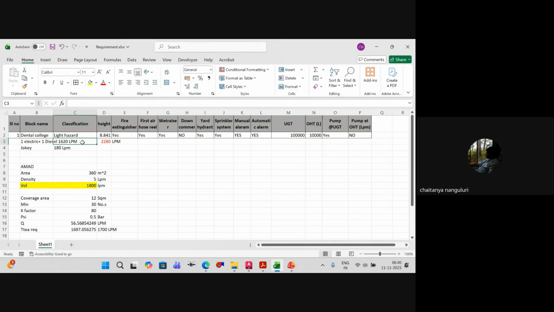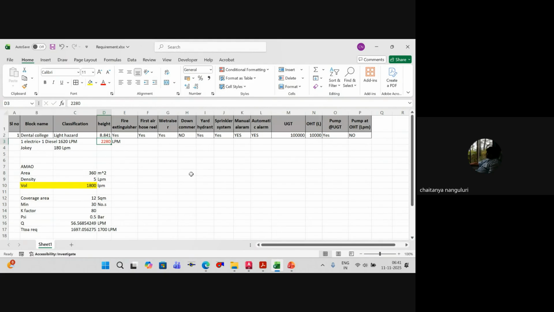Understood. So anyway, the highest is 18 and this one is 2280 LPM. So we'll take 2280 LPM as our total volume requirement. Understood? Yes, correct. So our pump capacity is 2280 LPM.